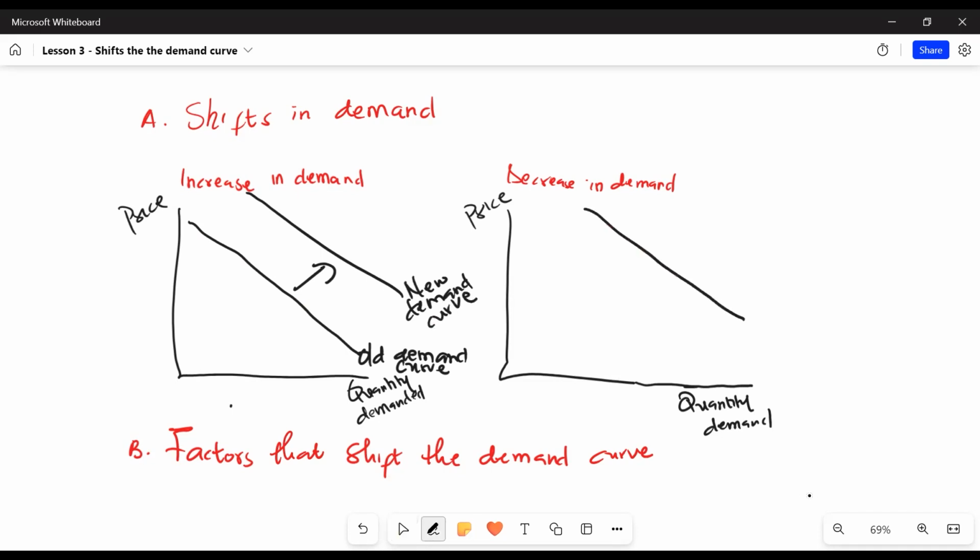Alternatively, if we start from an old demand curve represented by this curve, and any other factor changes that causes the consumer to decrease demand for the good, then the demand curve is going to shift to the left, moving us to a new demand curve represented by this curve.